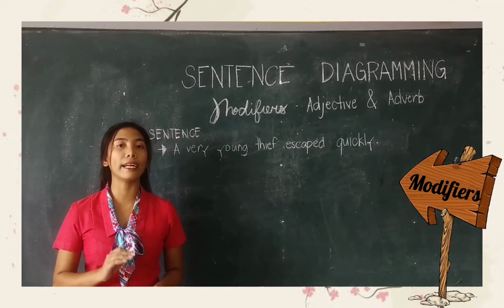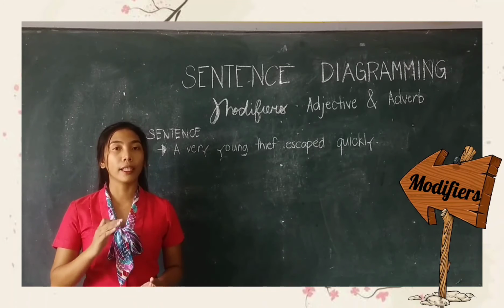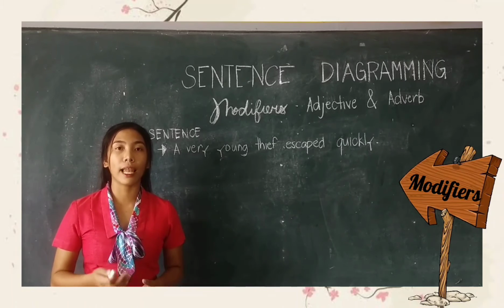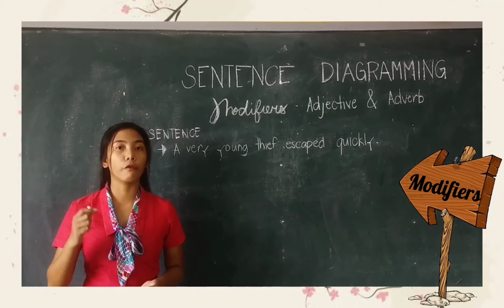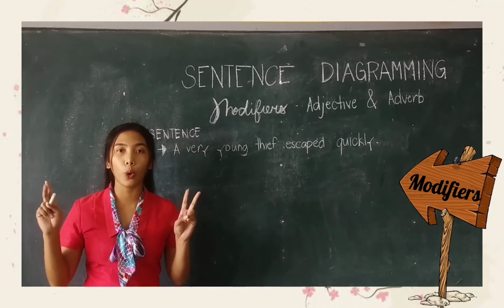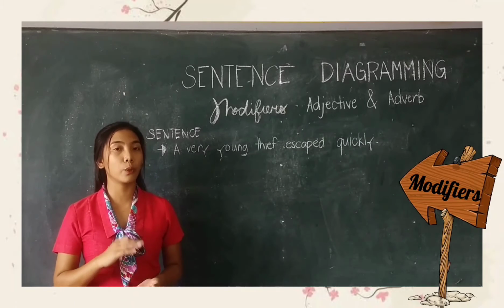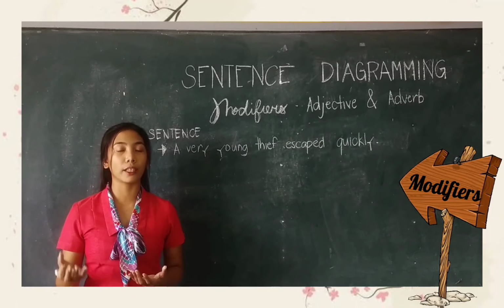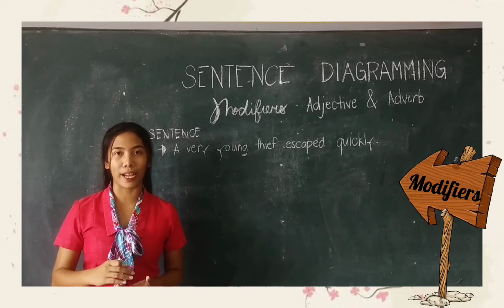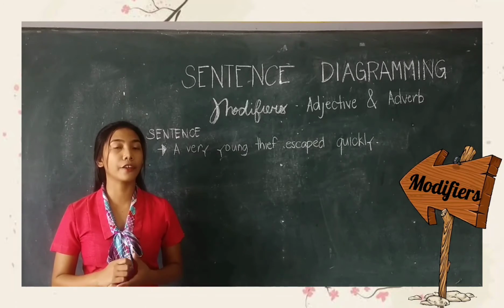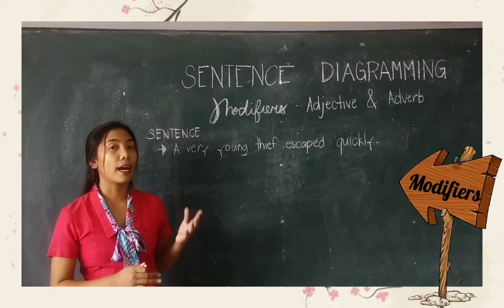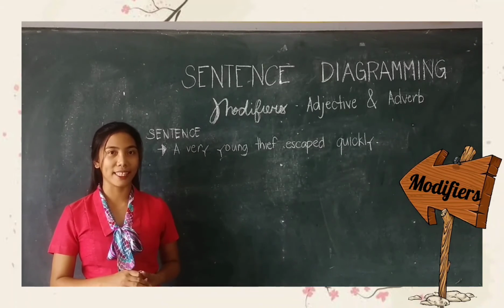As we all know, an adjective refers to the word that modifies or describes a noun or pronoun. But take note, class, that an adjective is for nouns or pronouns only. And the adjective that we are talking about is the one that comes before the subject or before the word it modifies. And in diagramming an adjective, it should be placed on a slanted line under the word it modifies.